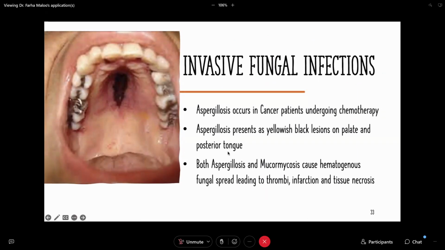Invasive fungi like Aspergillus and Mucor may cause yellowish black lesions over the hard palate and the posterior surface of the tongue. These fungi are invading the blood vessels. So the invasion of the blood vessels by these fungal hyphae can lead to thrombi, infarction, and resultant tissue necrosis. This typically occurs in cancer patients undergoing chemotherapy.